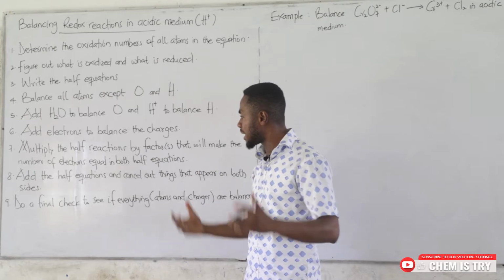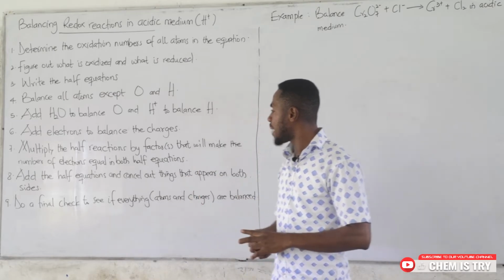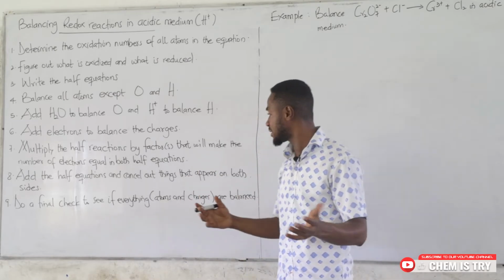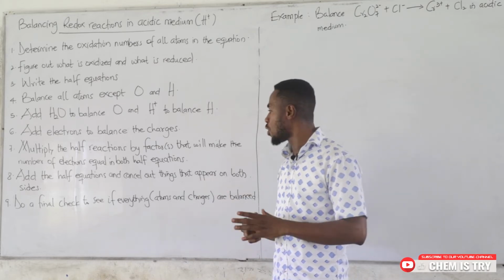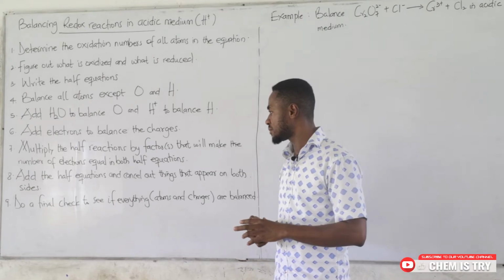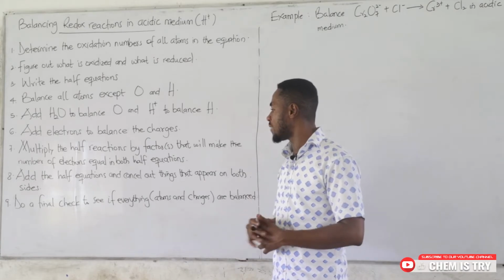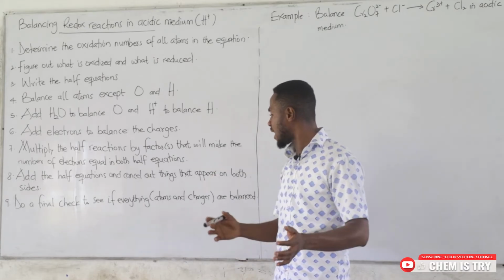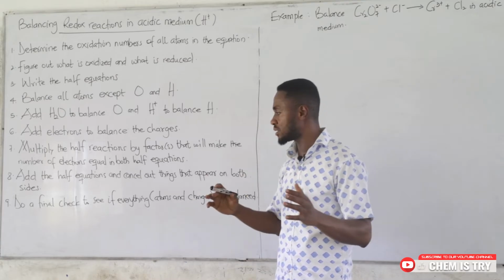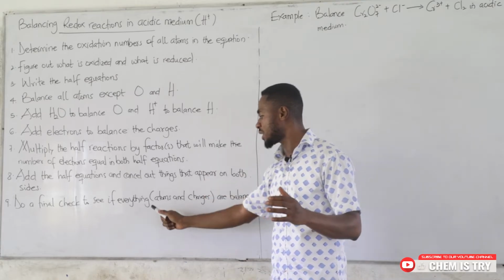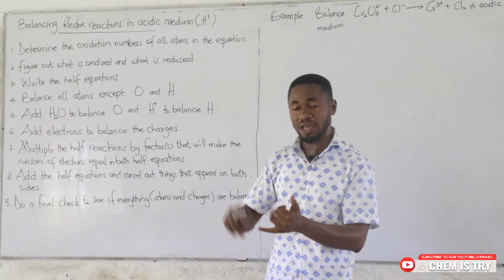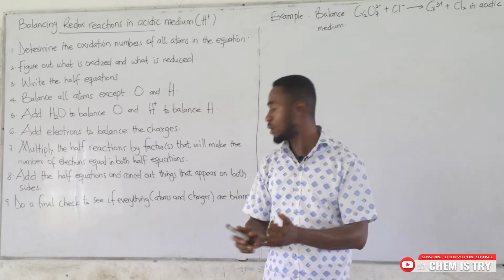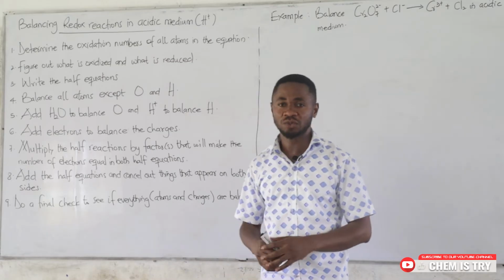Then we also multiply the half equations by a factor or by factors that will make the number of electrons equal in both half equations. We would also add the half equations together and cancel out things that appear on both sides and do a final check to see that everything, atoms and charges, are all balanced. We will check that one as well.